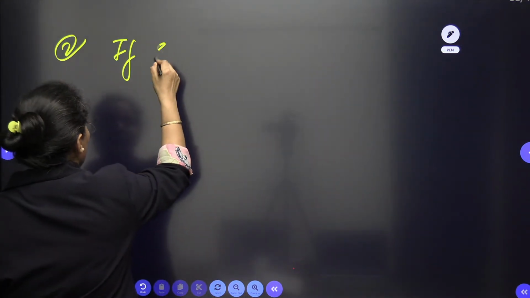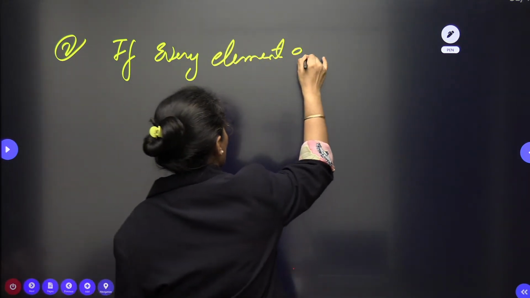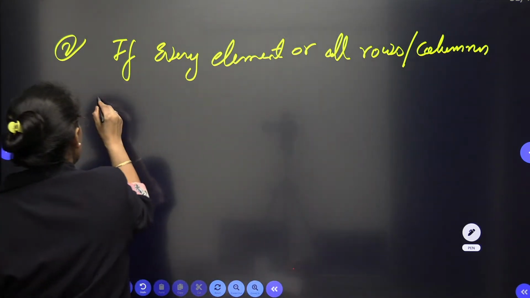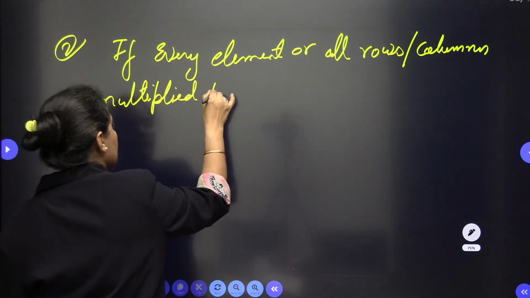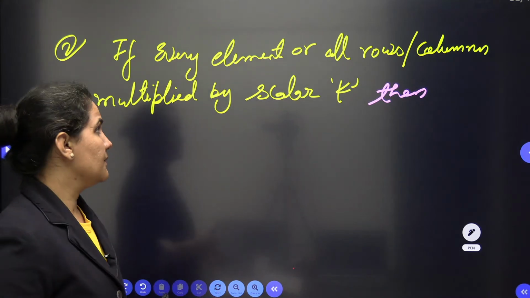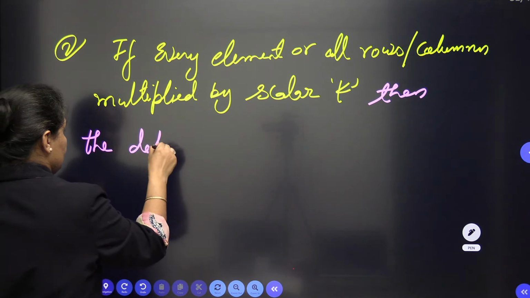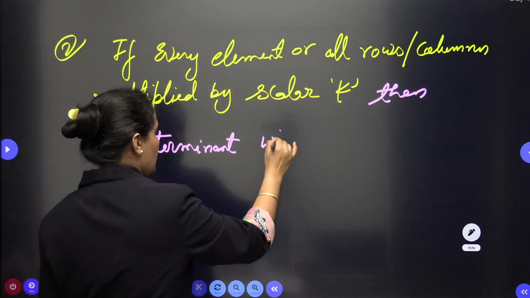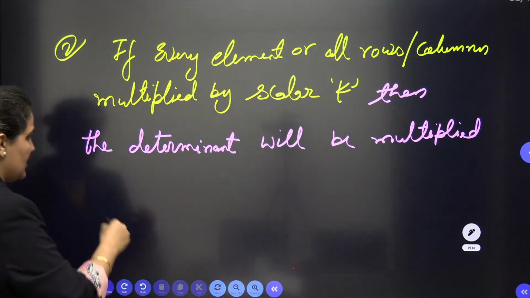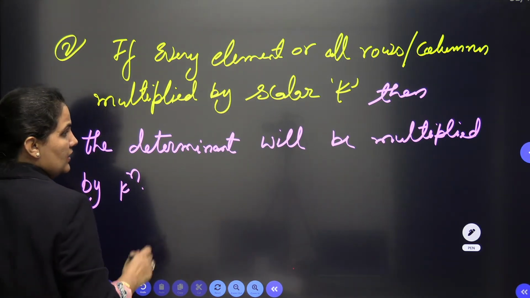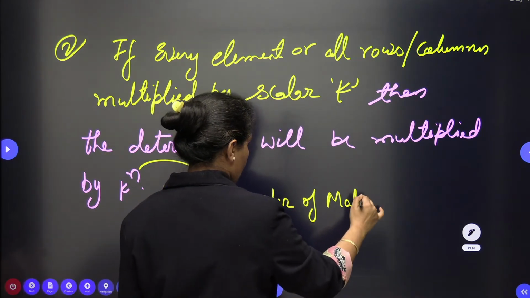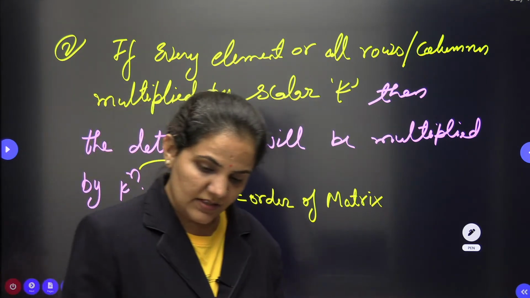So I am writing here: if every element, or you can say all rows or columns, are multiplied by scalar k, then the determinant will be multiplied by k power n, not k this time, by k power n, where n is the order of the matrix. Is it clear, dear children?